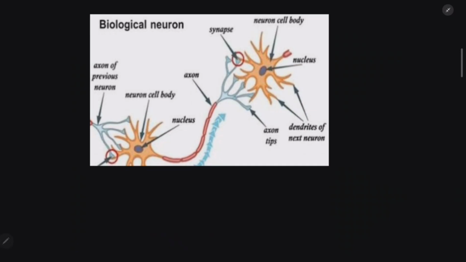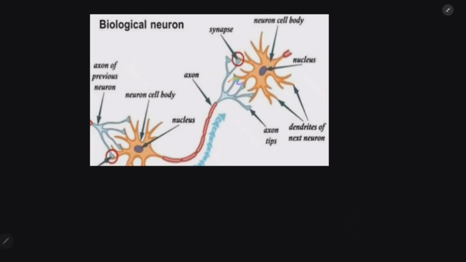Here you can see that we have biological neurons. ANN, artificial neural network, is sometimes compared with biological neurons. The neurons that we have in our brain, there are billions of neurons, and these neurons communicate with each other through some synapse. Here in this example, you see that there is a biological neuron.